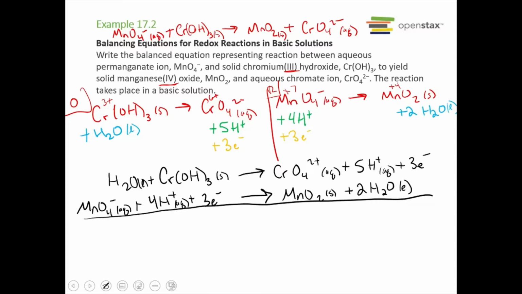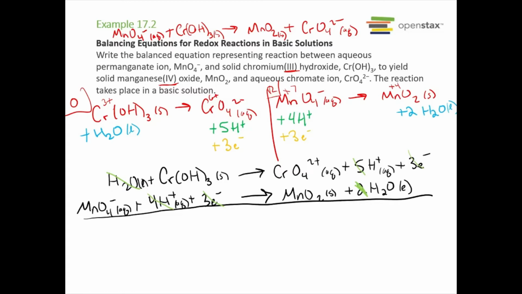And now we can go ahead and cancel things out. So a couple things that we can see here is we can get rid of this water because we have 2 waters on the right side, so that just takes this 2 down to a 1. We see the electrons canceling. We also see these 4H plus on the left going away and bringing down the 5H plus down to 1. Okay, so that's looking like just about everything. So let's go ahead and write what we have right now.